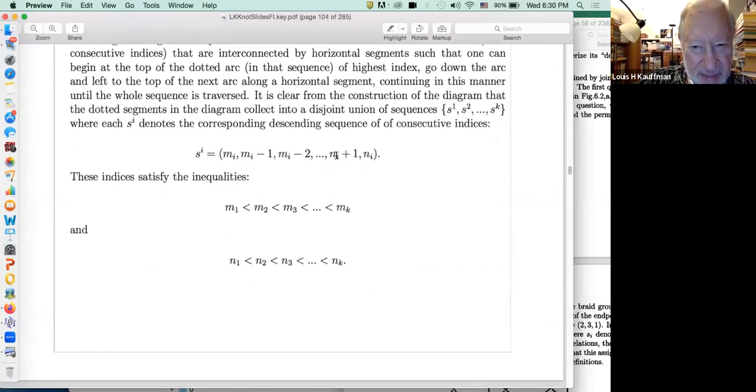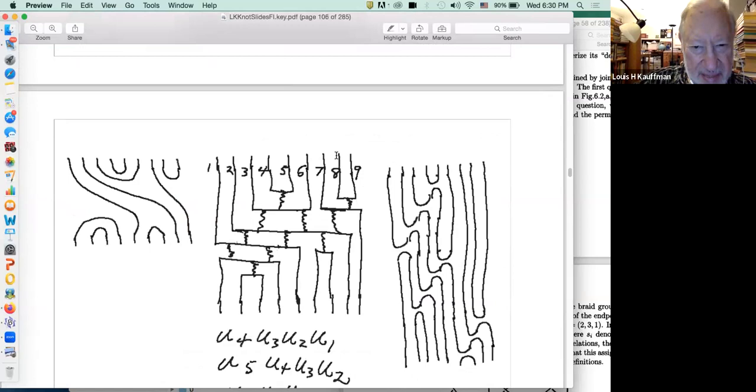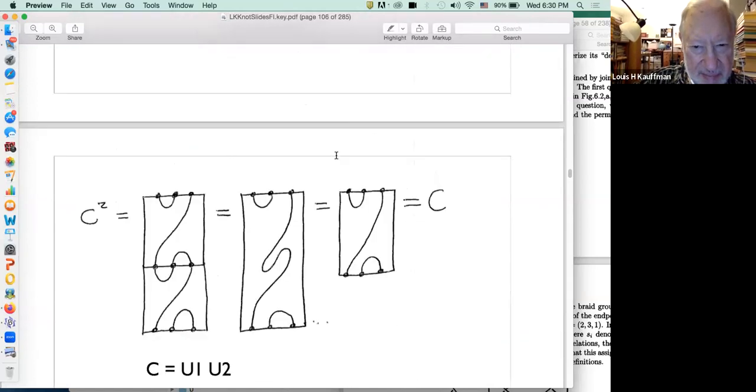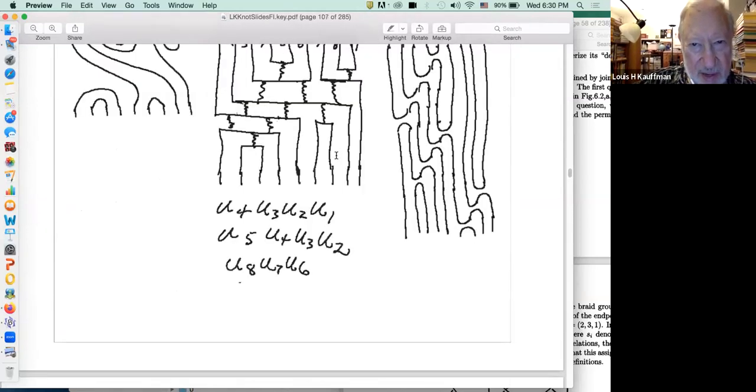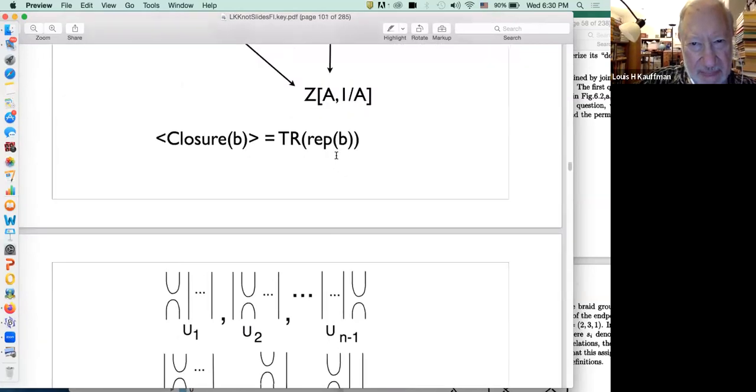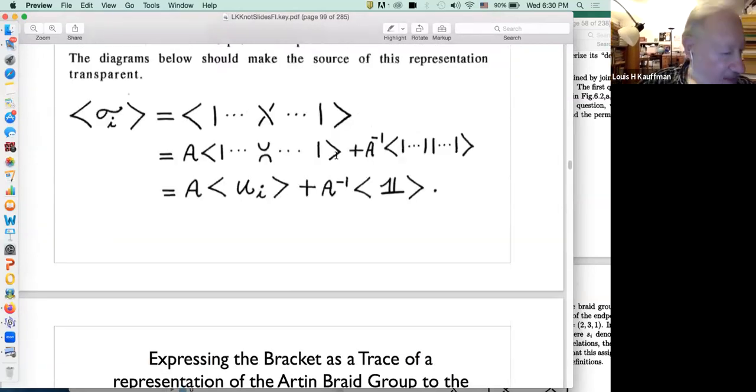Now, I hope I had a picture of this. Could have done better. All right. But I'm a little reluctant to go using a drawing program at this stage.